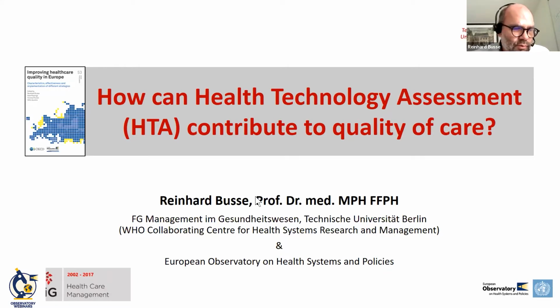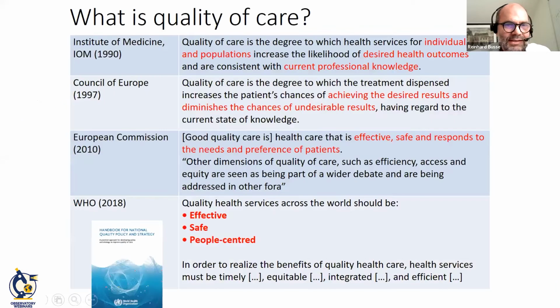And so we decided to disentangle things a bit and said, okay, what does it really mean, quality of care? And Dimi has already highlighted that the book starts with the historic development of what we understand by quality of care. And the most important thing here, and this is the way international organizations such as WHO currently use it, is that we mean that quality health services would be effective, safe, and people-centered. And clearly there is a range around them: timely, equitable, integrated, efficient.